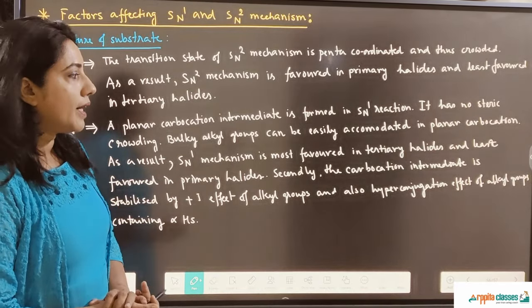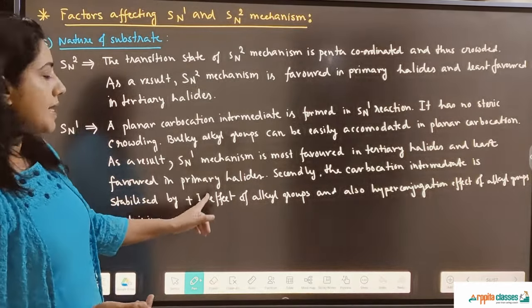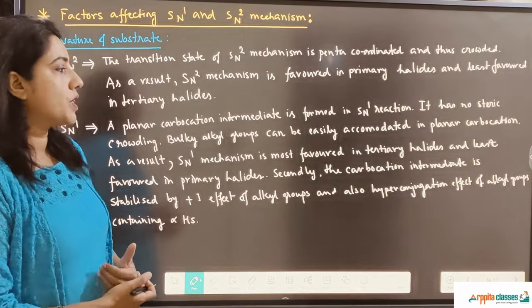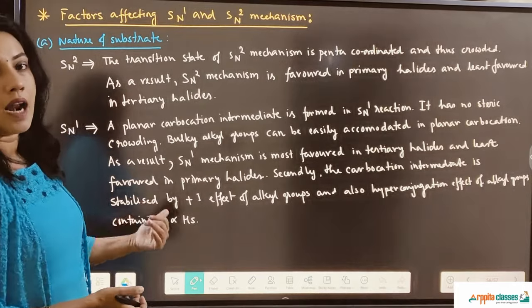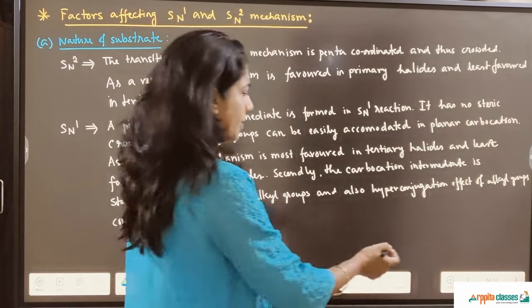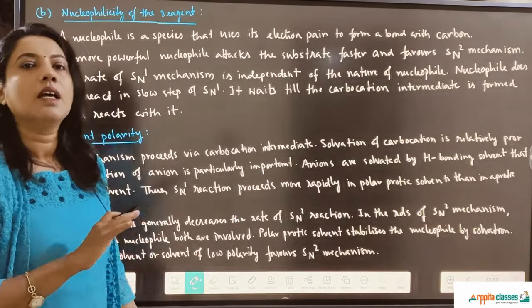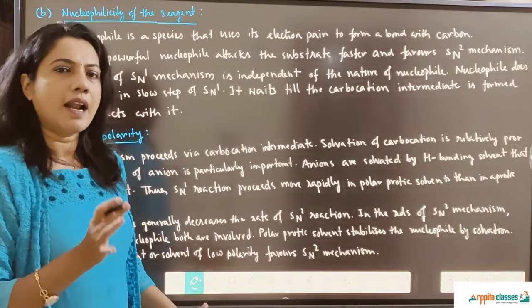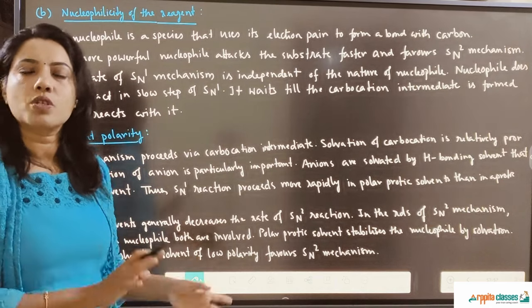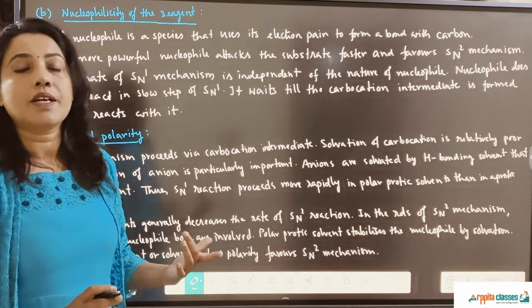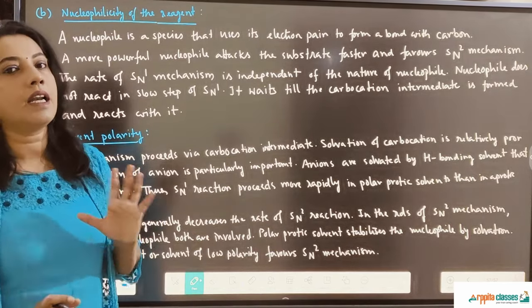Secondly, the carbocation intermediate is stabilized by the plus I effect of the alkyl groups and also the hyperconjugation effect of alkyl groups containing alpha hydrogens. I am not going into the details of the hyperconjugative effect because you have studied it in 11th standard, but understand that a tertiary carbocation is more stable than secondary, which is again more stable than primary, and that is why the SN1 reaction is most favored in tertiary alkyl halides.